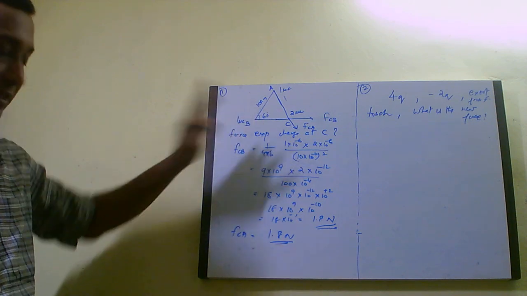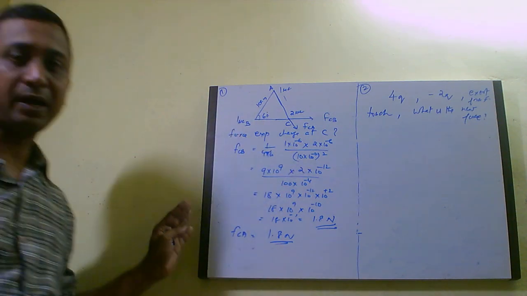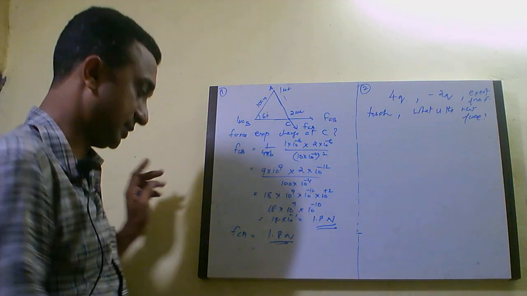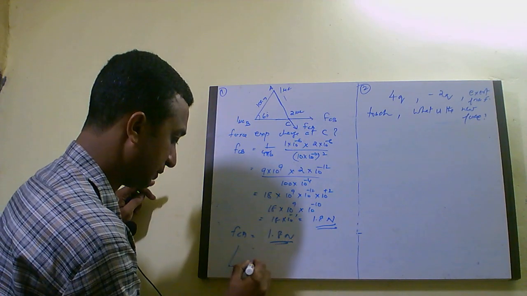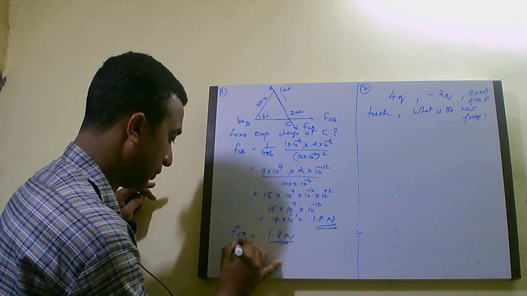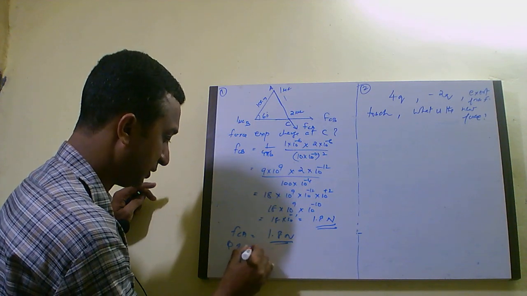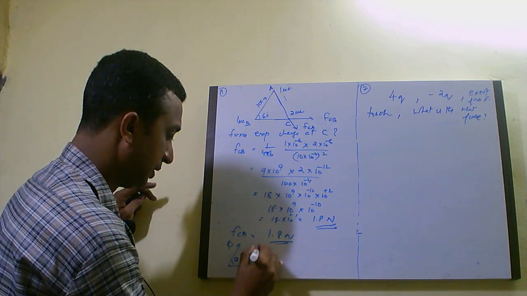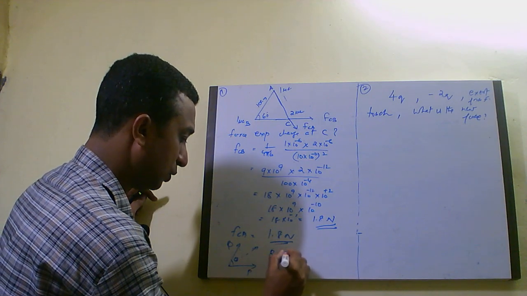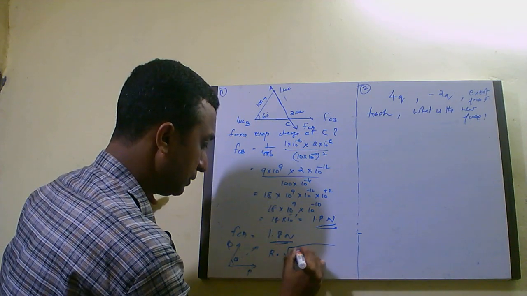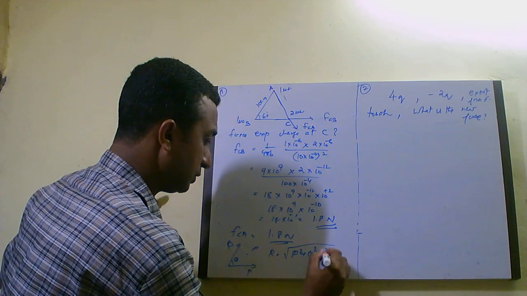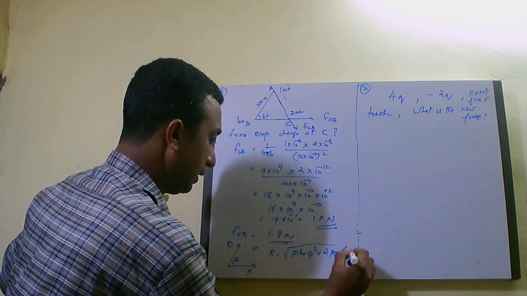Now how to find the resultant? Here you have to apply the parallelogram law of vectors. For the forces P and Q, if the angle between them is theta, then you will find the resultant as the diagonal, where R is equal to root of P squared plus Q squared plus 2PQ cos theta.